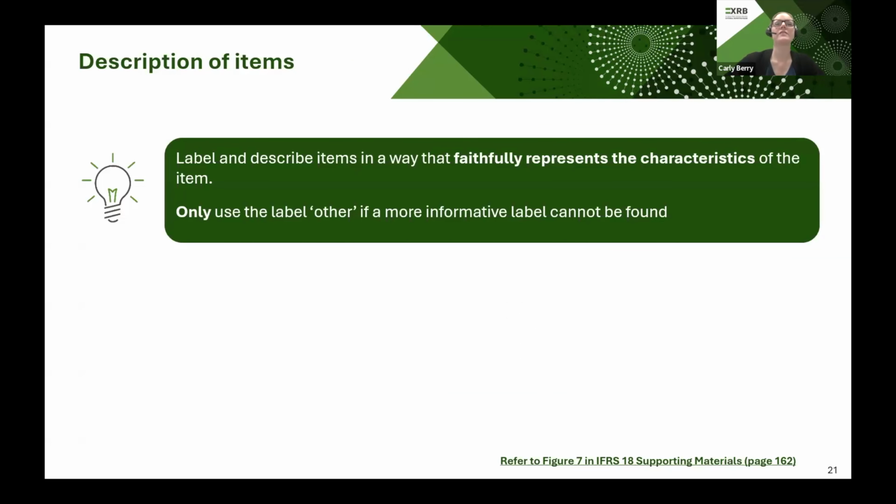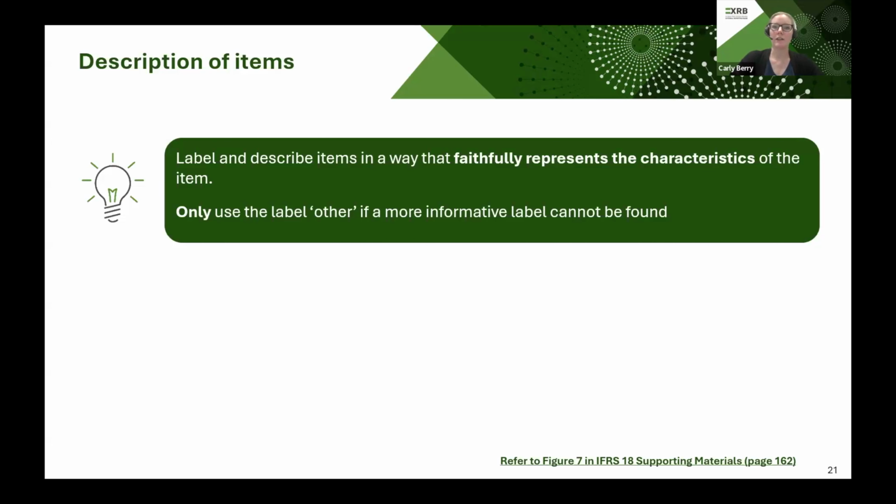Now, NZ IFRS 18 also contains guidance on how to label and describe items. The ISB heard from users that in some cases, descriptions are not always clear or complete. So for example, entities may provide information about unusual income or expense items, but do not explain why they are unusual. Therefore, NZ IFRS 18 requires you to describe items in a way that faithfully represents the characteristics of that item. Now, to achieve this, you would provide descriptions and explanations necessary to allow users to understand that item. So for example, if you disclose items as unusual, you would have to provide your definition of what unusual is.